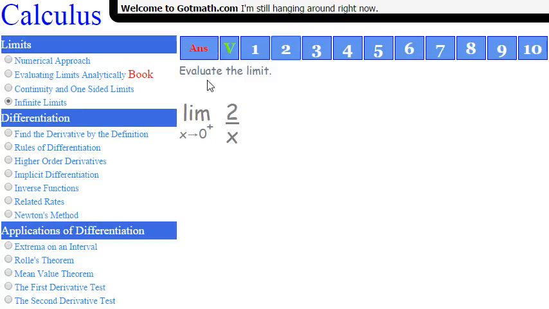We're looking at limits, doing infinite limits. We want to evaluate this limit as x approaches 0 from the right-hand side of 2 over x. And by the way, this is the section that we're in. So let's move on over and write all that down.